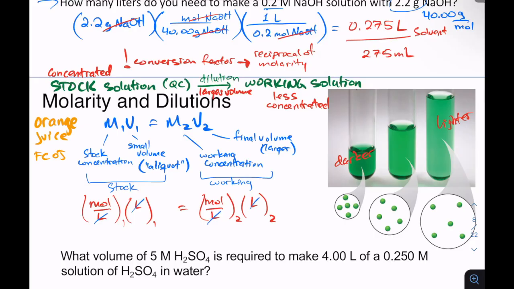If you work out the math, you'll see moles are what's the same. The number of moles is equal to the same number of moles. The number of moles doesn't change. All we're doing is diluting the concentration. For this reason, stock, working. So the number of moles are constant.